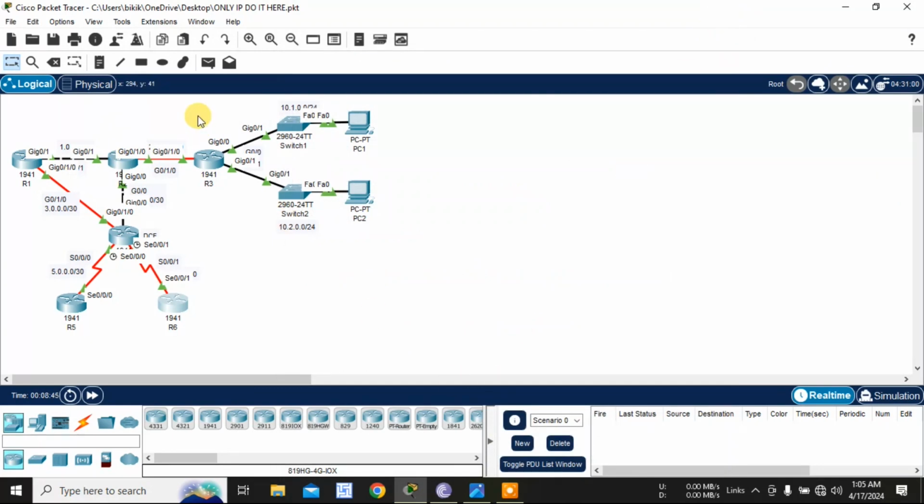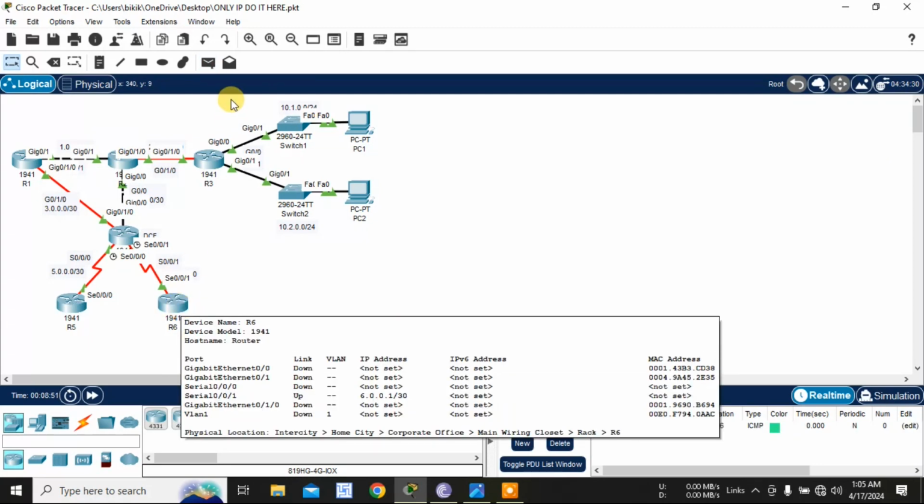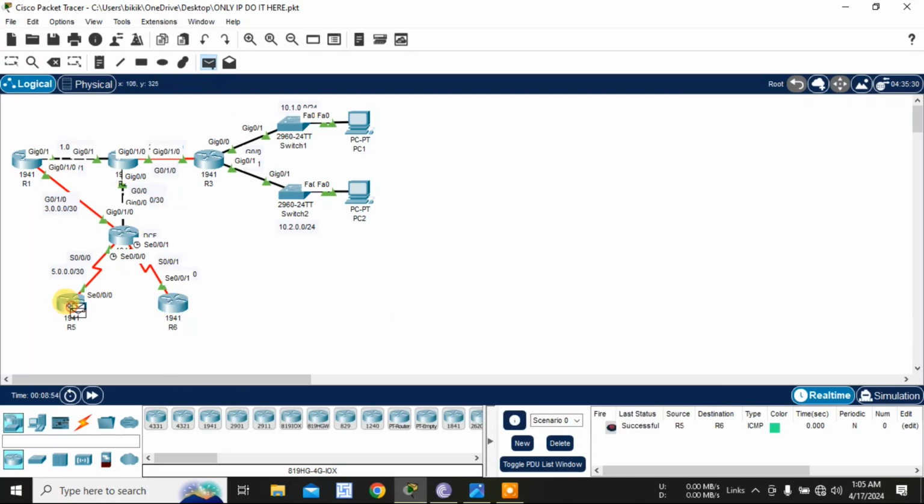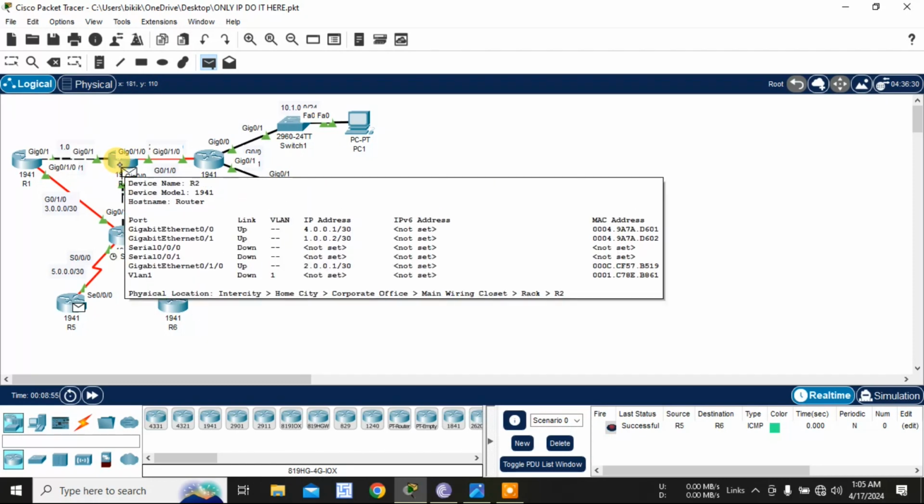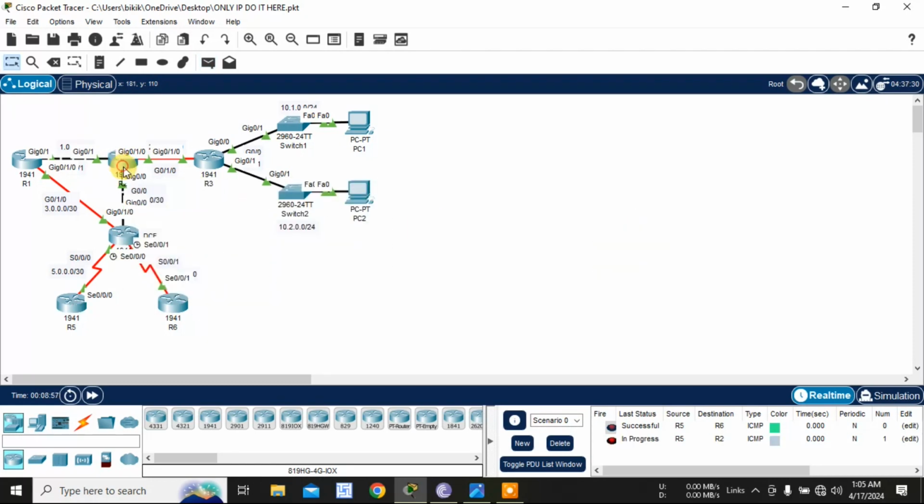Now let's see whether the ping will be successful or not. Yes, it's successful. Now let's go to the next one. Successful. Everywhere it's successful.